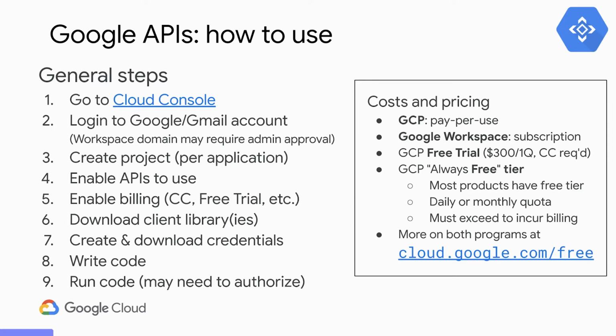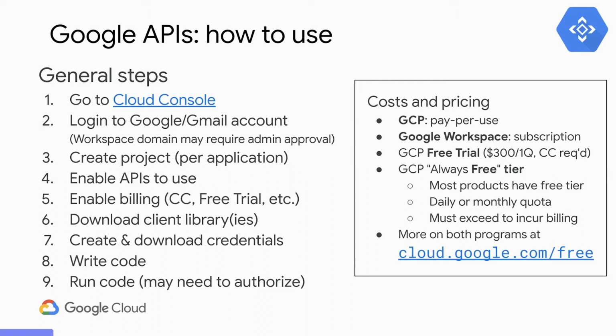You create a project. You enable which APIs you want to use. You may have to turn on billing. For our case, we are going to have to turn on billing. I'm not going to show you how to do it, but the reason is because we're using Cloud Platform. So I have a little bit on pricing, as you can see in the sidebar to the right.